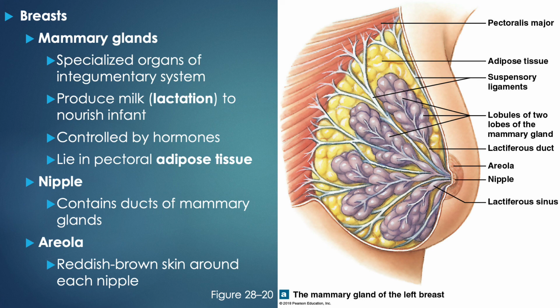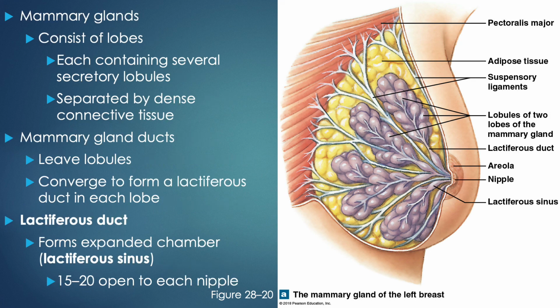So if you look at the image on the right, what you'll notice when we look at the general anatomy of the breast is that the pectoralis major is the primary muscle which is posterior to the adipose tissue, which contains in it the lobules of the mammary gland, the ducts, and you can see that the ducts all run through the nipple and out.